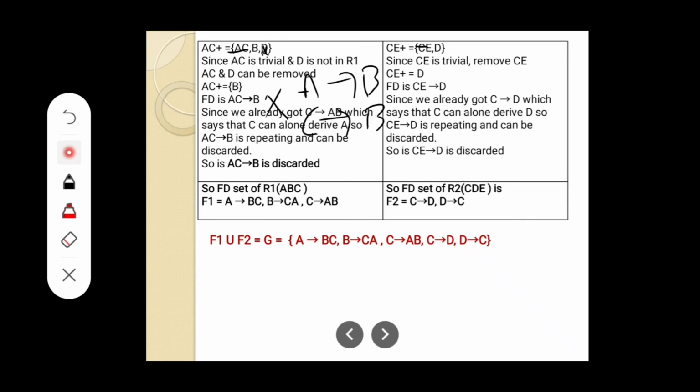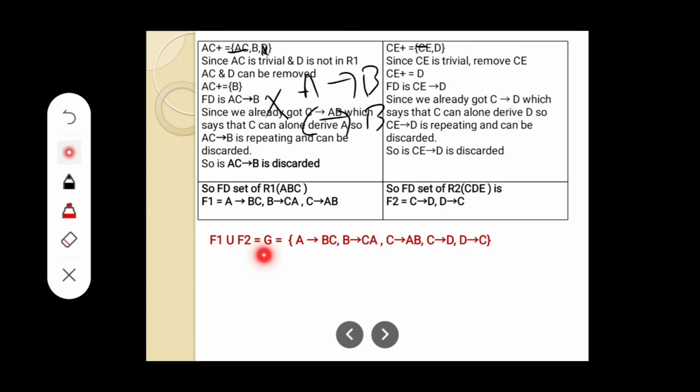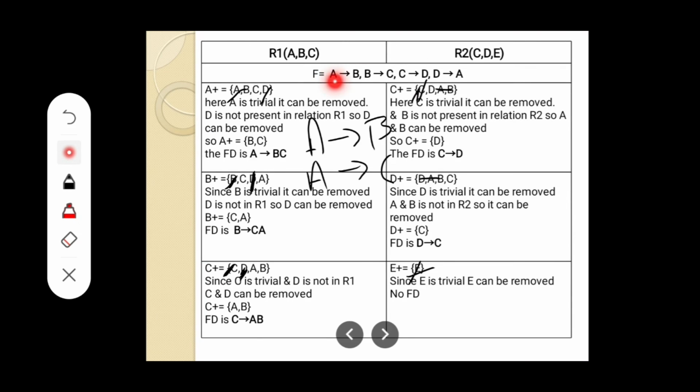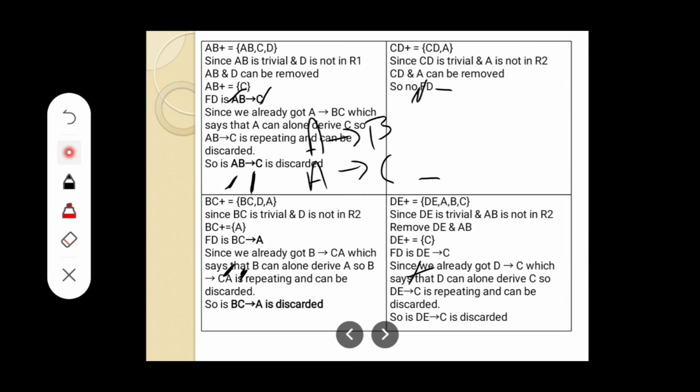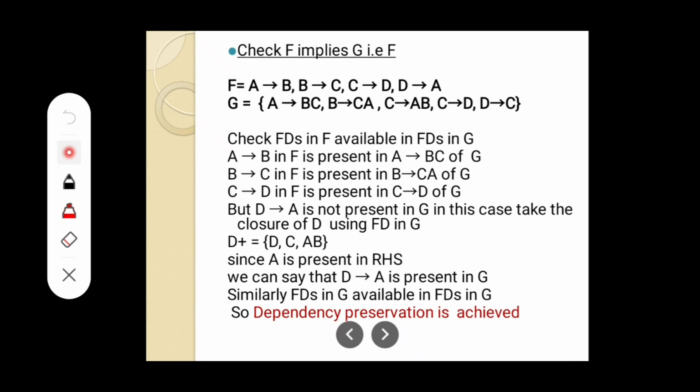Now this F1 union F2 is the derived functional dependency. We need to check whether this derived functional dependency is available in the functional dependency set F of the main relation R. That is our next task. Clear? These are somewhat lengthy steps. Okay, we need to check that. So we have to check whether F implies G.